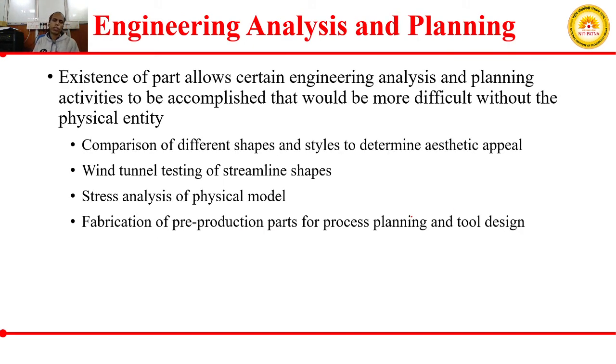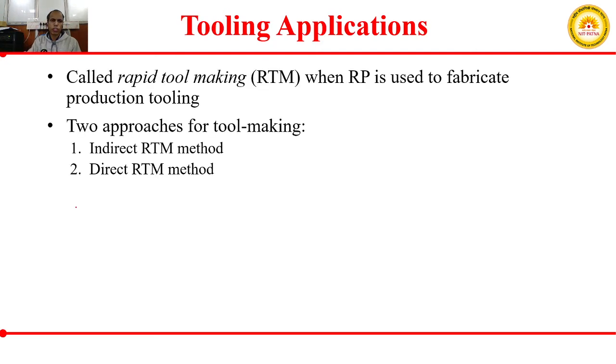Then we have the second application, which is engineering analysis and planning. The existence of physical parts allows certain engineering analysis and planning activities to be accomplished that would be more difficult without the physical entity. So these we will be discussing in detail when we are discussing these RP technologies technology-wise. Okay, so there are tooling applications.